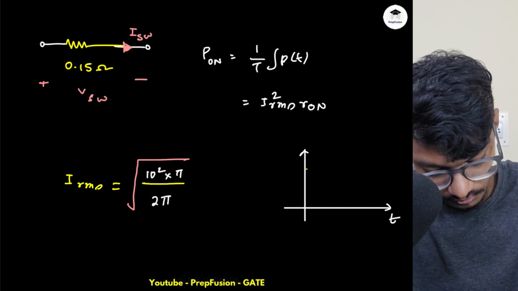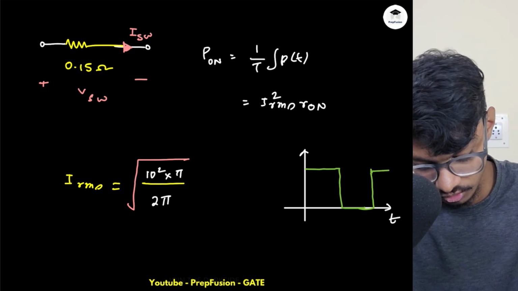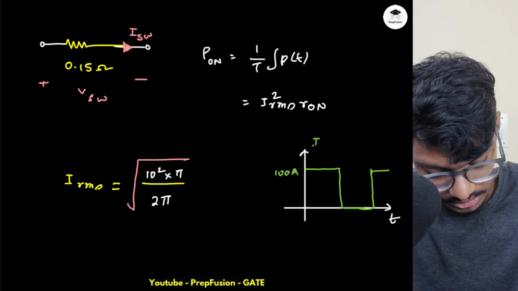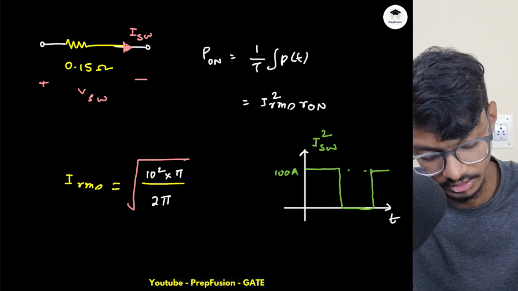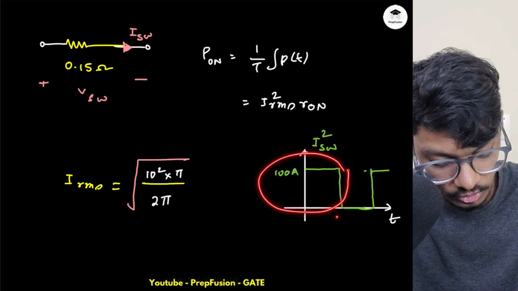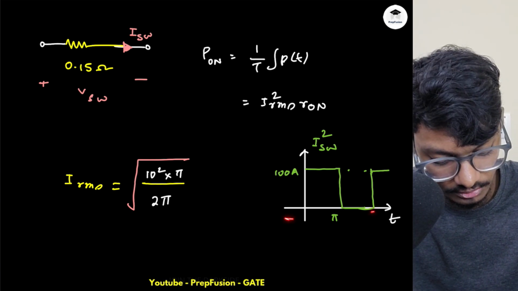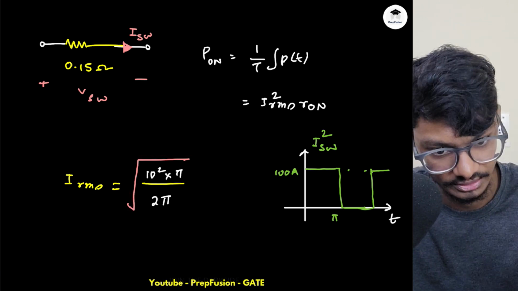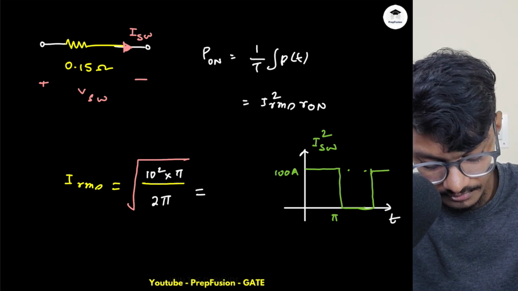The shape won't change because it's just a constant, 0 or 10. If it is 0 or 10, this will become 100 amps and 0, and this is I switch whole square. Now I have to compute the area under this and take the mean. The area under this is 100 into pi. Then I take the mean, divided by 2 pi, since the overall time period is 2 pi. Then I take the square root, so this is 100 by 2, that is the square root of 50.